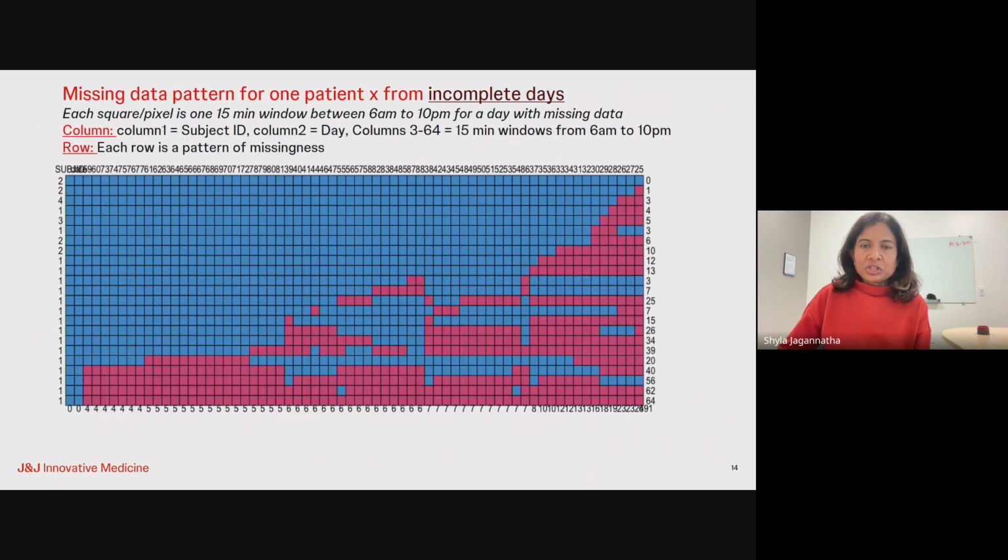This is a picture of the missing data pattern from the incomplete days for one subject. We can go to the next slide.